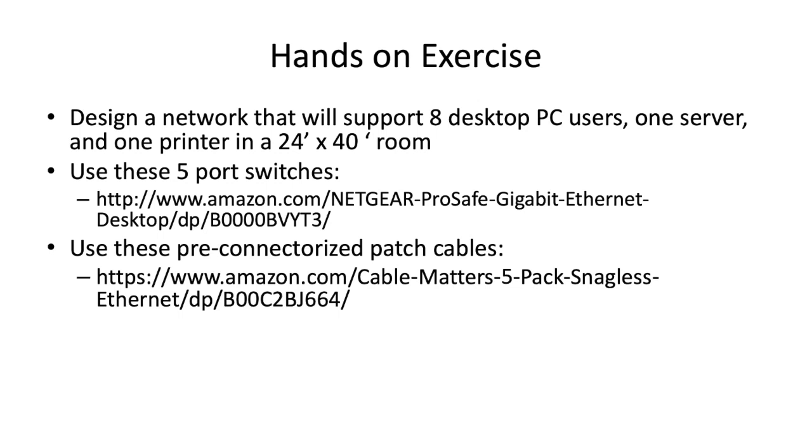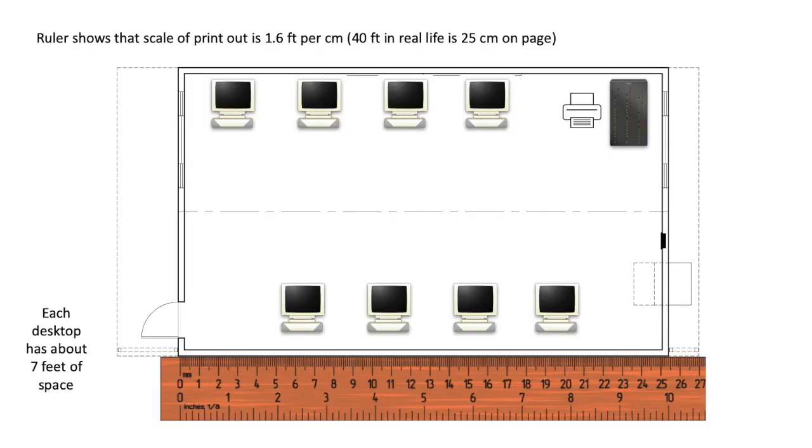Howdy, I'm going to talk about the exercise where you needed to design a network that will support 8 desktops, 1 server, and 1 printer in a 24 by 40 foot room using specific switches and pre-connectorized patch cables. The first thing you need to do here is determine the scale of your printout, whatever you printed it out on, and then to lay out the desktops on it.